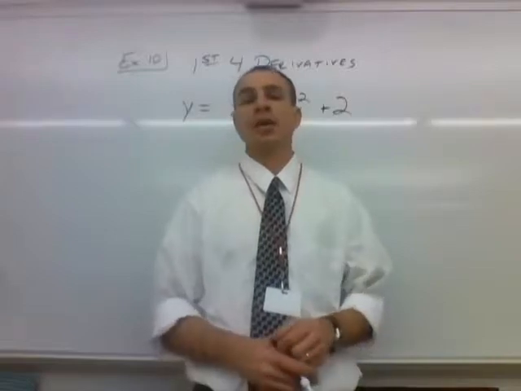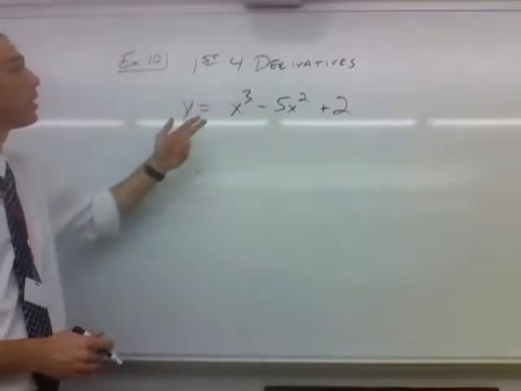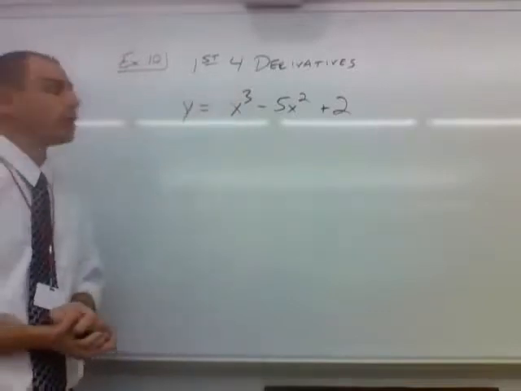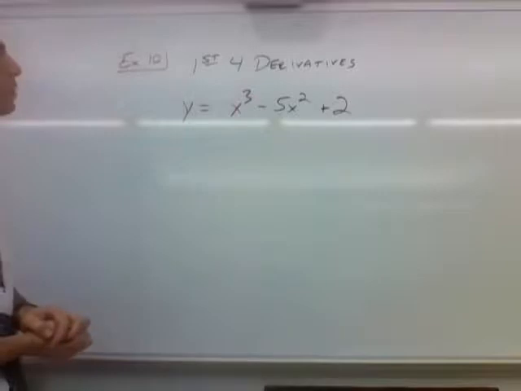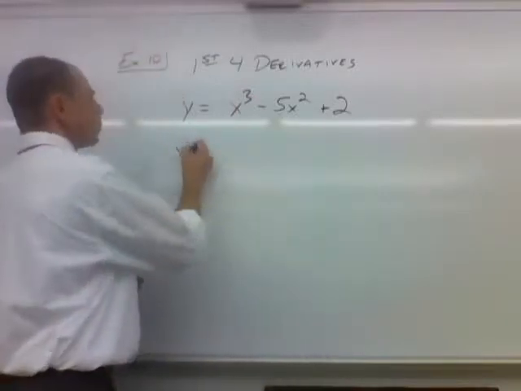Let's take a look at example number 10 here. We have to find the first four derivatives of y equals x cubed minus 5x squared plus 2. All right, so we start by getting the first derivative. So y would be y prime as we derive it.